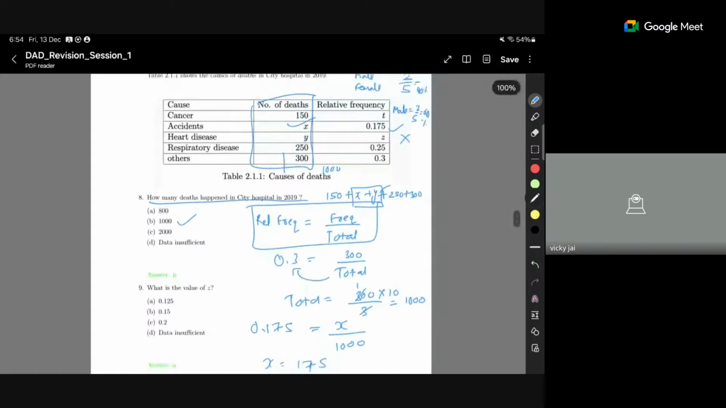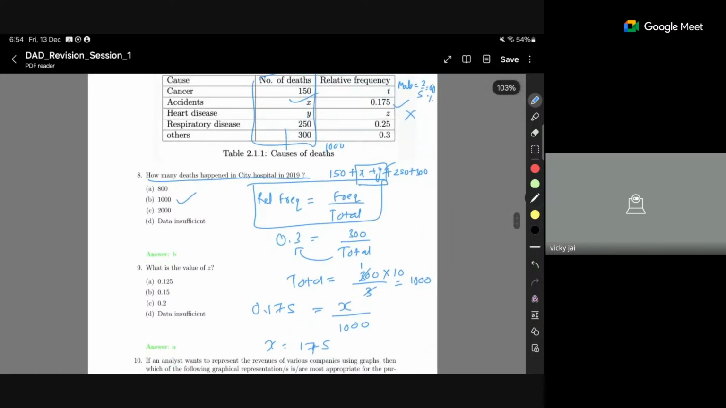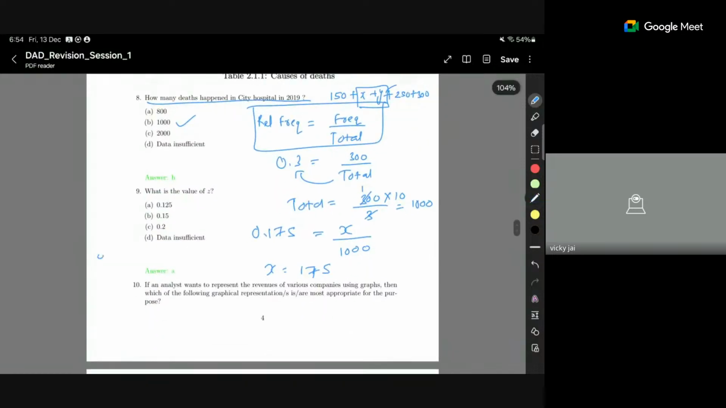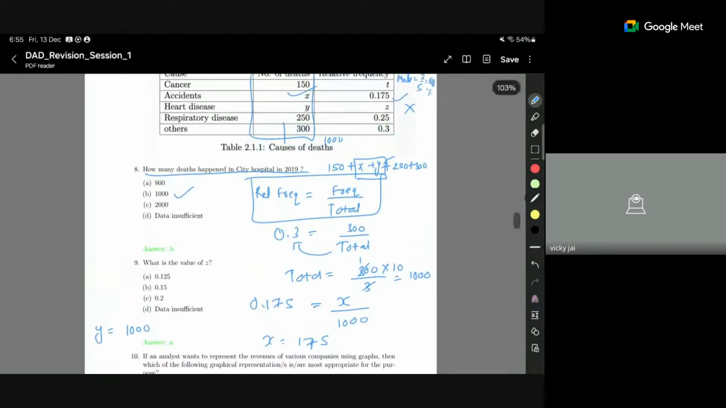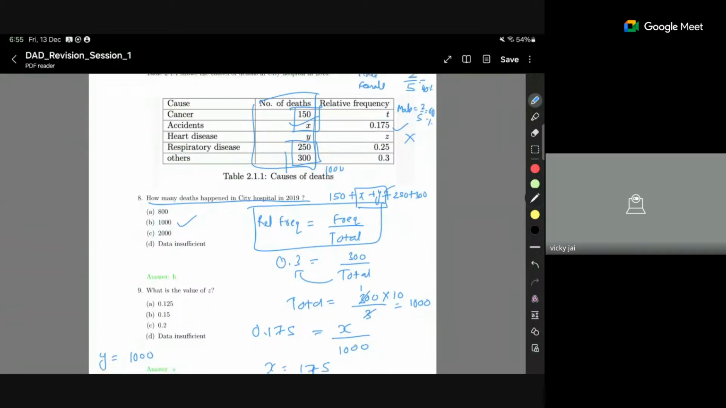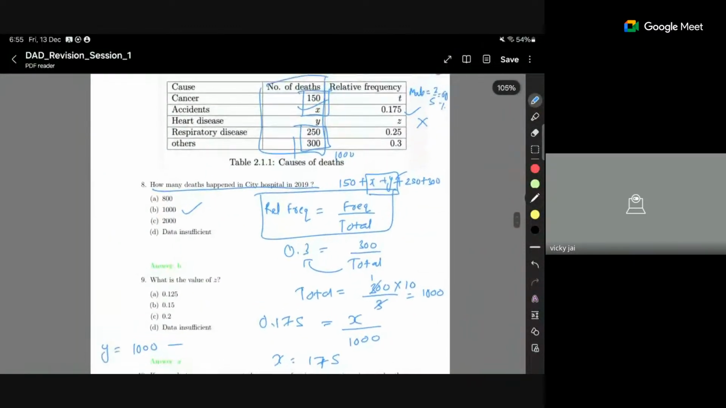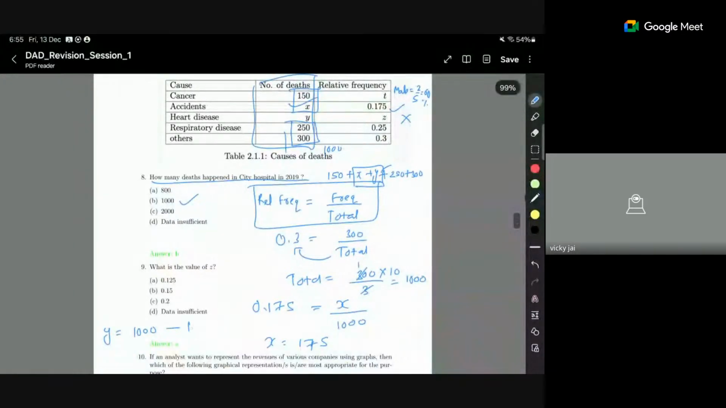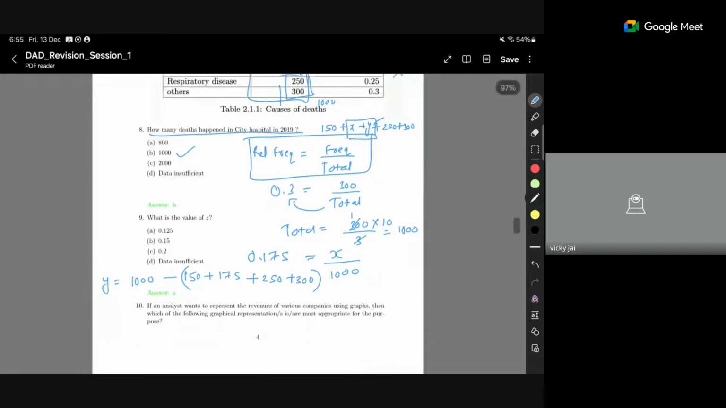Now I want to find y, right? So how will I find y? I can find y as I know the total. Total is 1000, right? And I know what else these values are, so I know how much this part is. From this I can know what y is. So if I do 1000 minus the summation, which is 150 plus x, now I know x is 175, and then 250 plus 300. If I do this, I'll be able to figure out what y is, right?